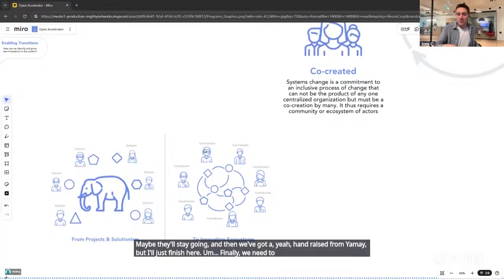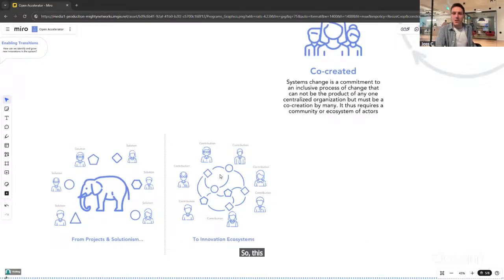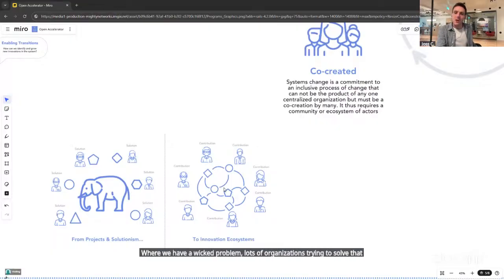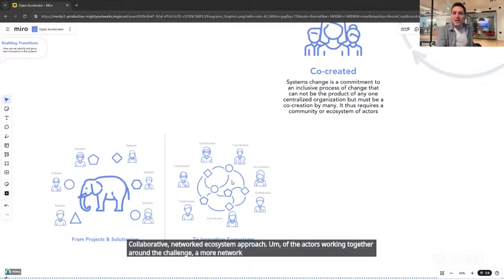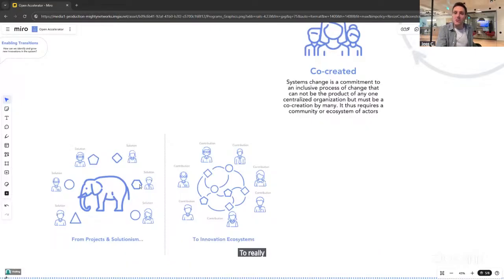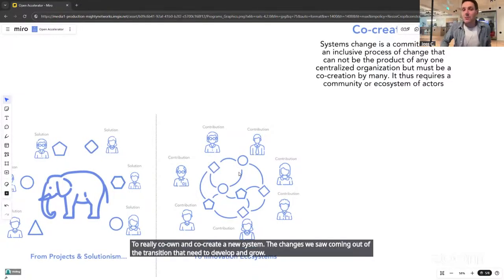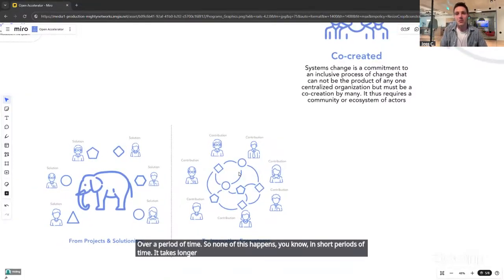Finally, we need to think about how we co-create and collaborate and build a network that's actually going to work together around developing and growing this new system. So this we call ecosystem building, and we're trying to move away from this very fractured, compartmentalized, siloed, project-based approach to challenges, which is what you normally see in an industry or wherever we have a wicked problem, with lots of organizations trying to solve it, to a more collaborative, networked ecosystem approach, with the actors working together around the challenge in more networked, agile ways, and really co-learning and co-creating a new system. The changes we saw coming out of the transition need to develop and grow over a period of time. So none of this happens in short periods of time.